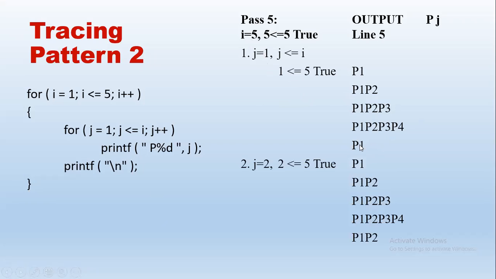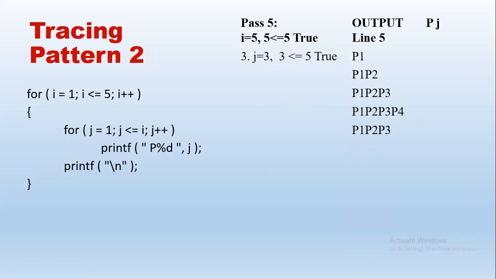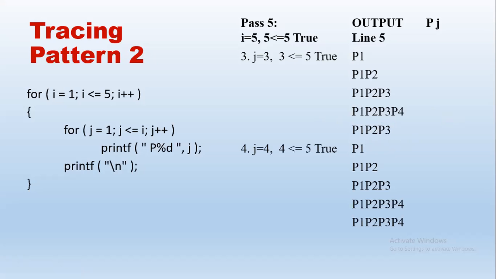Next step, j becomes 2. 2 less than equal to 5, condition true. The second value is printed. So p2 is the second value in line 5. Then j becomes 3. So 3 less than equal to 5, condition true. We print the third value, that is p, j. j is 3. p3 is printed. This is the third value in line 5. Similarly, j becomes 4 next. 4 less than equal to 5, condition true. We have to print pj, that is p4 is printed as the fourth value in line 5.